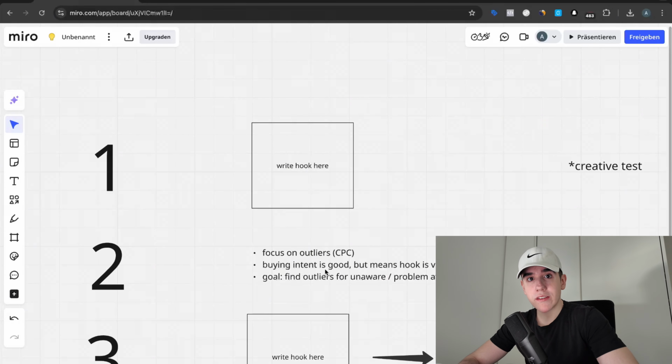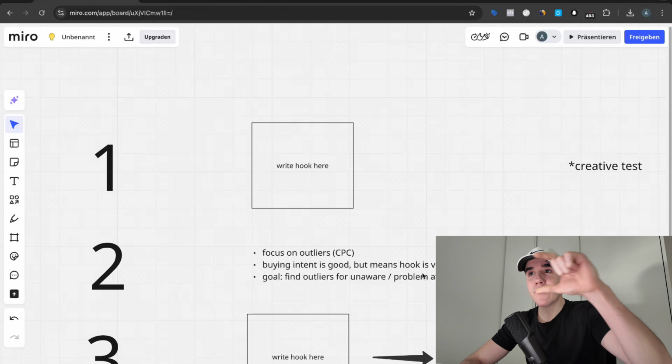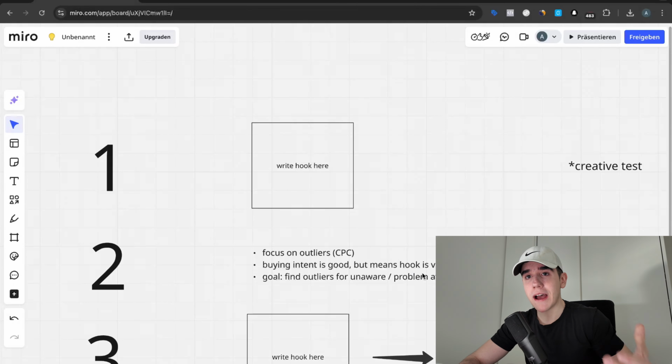It means people are resonating with it, but it means the hook is extremely aware. If it only needs one line of text to convert someone, imagine, does that ad speak to unaware people? Probably not. Okay, so this is really important. I would say the best outcome in this creative test is an ad with a 20-cent CPC and no add to carts.